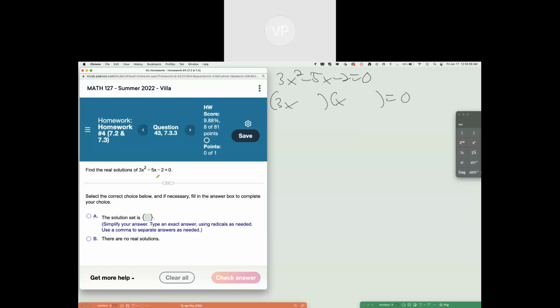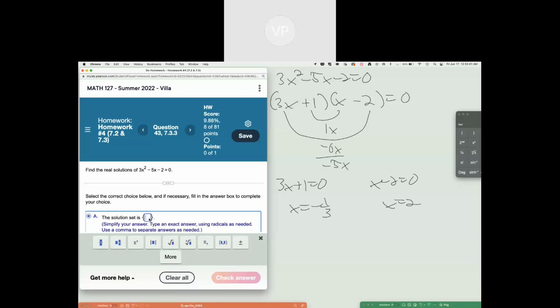I'm going to factor this and this. Now I'm trying to think, what multiplies to be -2? What do I put where? And I believe if I put this here and this here, I'm going to get a 1x and a -6x. That gives me my -5 right in the middle. So my solutions will be 3x plus 1 equals 0, x minus 2 equals 0. So x is -1/3, x is 2. Those are my 2 solutions.